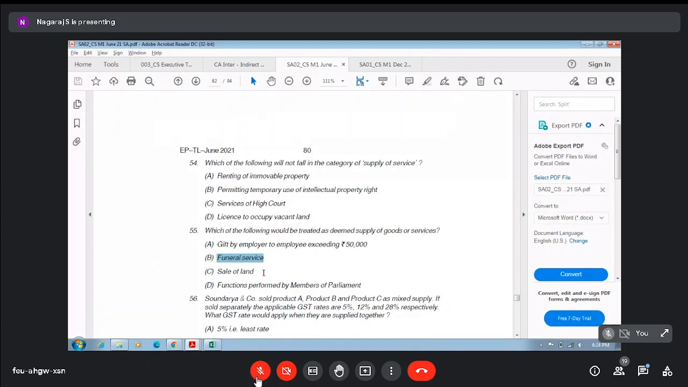Sale of land, it is immovable property, not a supply. These three, B, C, D, come under Schedule 3. I will explain there. Okay.